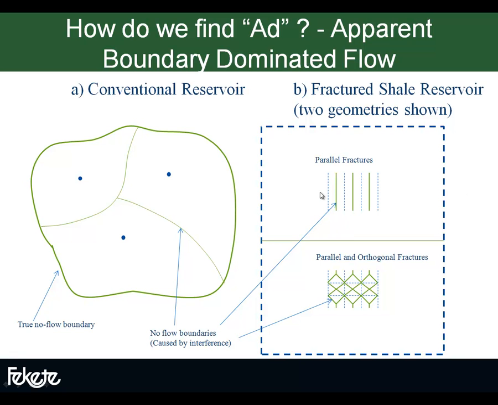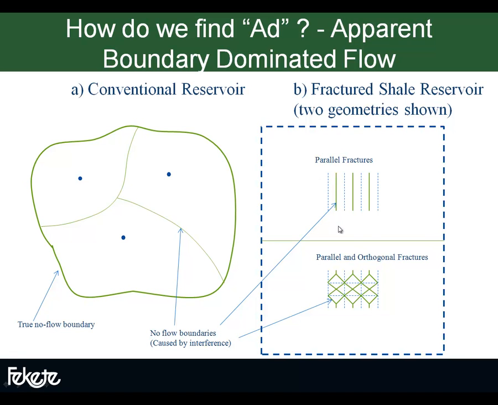So what we see instead is, it turns out, we still do see what I'm going to call apparent boundary dominated flow. It may not be fully boundary dominated flow, but we still do see it, and it's not from outer boundaries draining. It's actually from inner boundaries, caused by the interference between fractures in a multi-fractured horizontal well. So when we have a horizontal well with multiple fractures, those fractures will eventually interfere with each other, and that's what's causing our apparent boundary dominated flow.